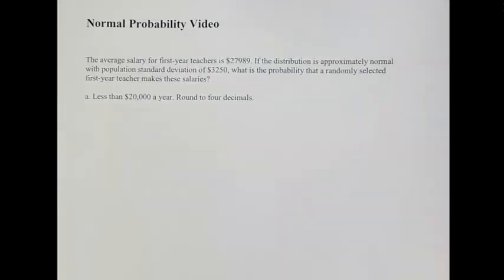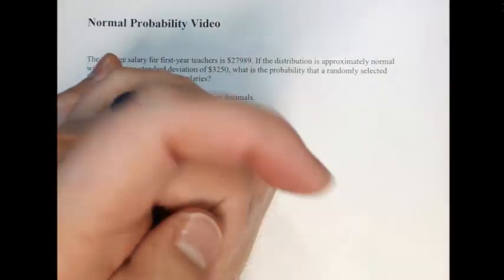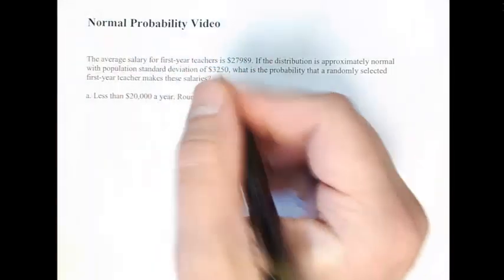So, want to jump into a couple examples here. The average salary for first-year teachers is $27,989, if the distribution is approximately normal with a population standard deviation of 3250. What is the probability that a randomly selected first-year teacher makes these salaries? So we're starting with 20,000 or less. So let's identify our information.